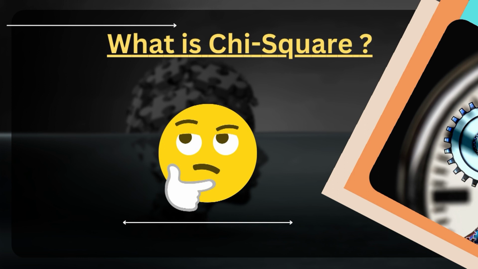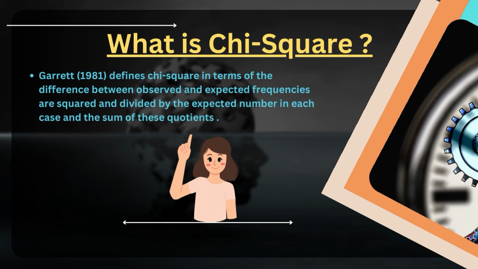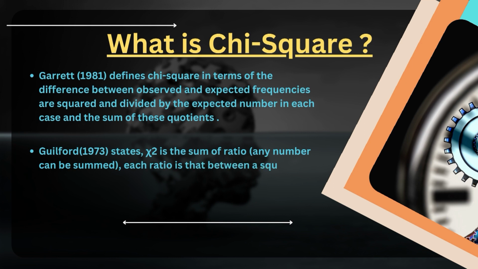Garrett defines chi-square in terms of the difference between observed and expected frequencies, which are squared and divided by the expected number in each case, and the sum of these quotients. Guilford states chi-square is the sum of ratios. Any number can be summed. Each ratio is that between a squared discrepancy or difference and an expected frequency.